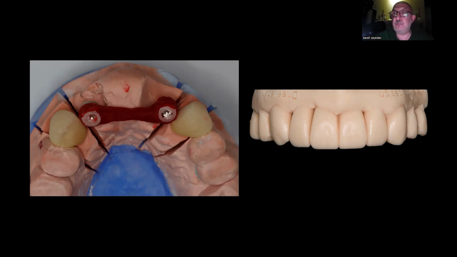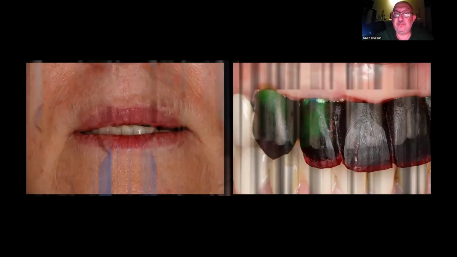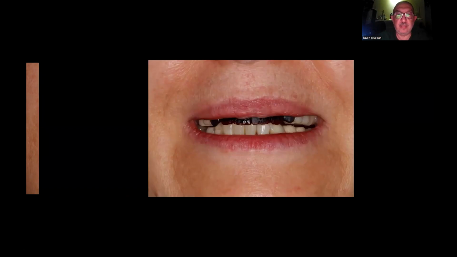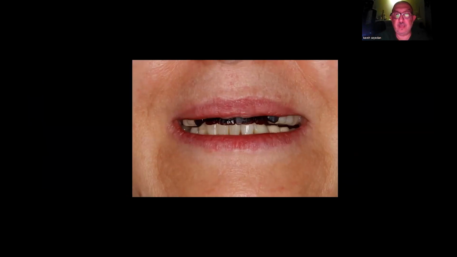So I asked the lab technician to print a model, and with the help of that model, I fabricated the resin mock-up, and this is the resin mock-up. The amount of lip support and tooth show was verified inside the patient's mouth. The patient was not happy with the amount of tooth show, so you can see that I have added a little bit of Duralay at the incisal edge of the resin mock-up, and here is the final tooth show of the patient.